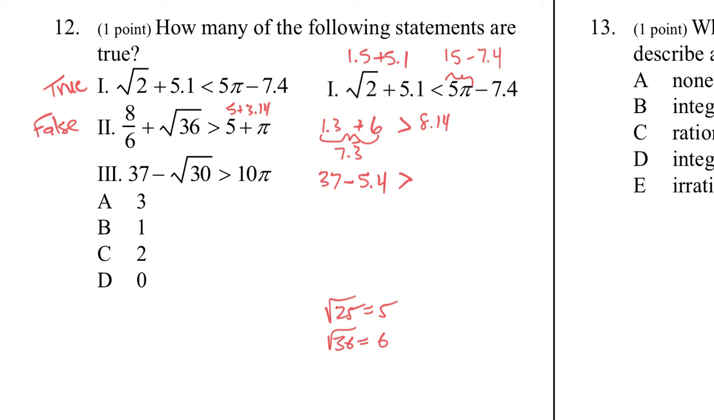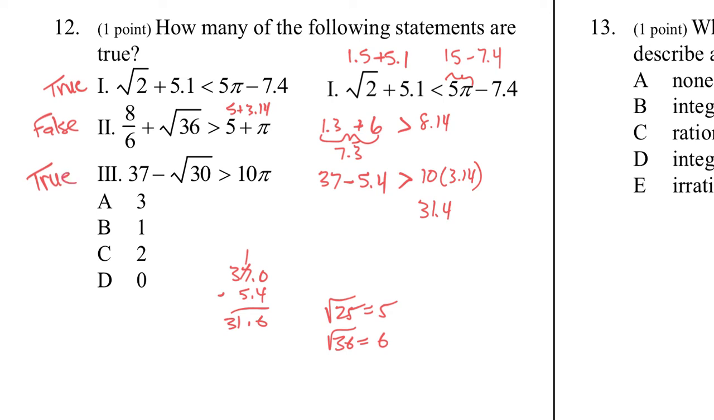Is that greater than 10 times 3.14? Well, 10 times 3.14 is 31.4. That's easy. And 37 minus 5.4 is 31.6. Ooh, that's really tight. I'm going to say yes. Let's go with true on this one.